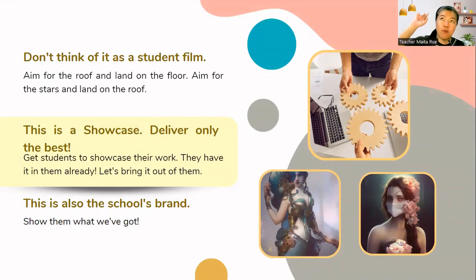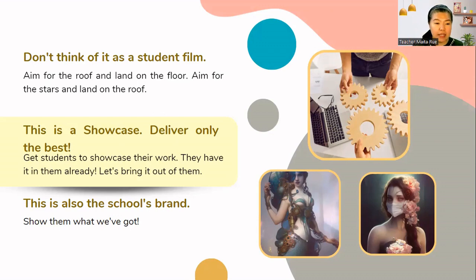Now, we want to aim for the stars. We're going to aim for it being already competitive and original and professional. We're going to aim for the stars. We're going to aim higher, higher than the roof, higher than your ceiling. Go beyond that. Then you'll land on the roof. Because sometimes, yeah, we don't get what we want, but we land on the roof. We didn't land on the floor. So, aim for the stars.